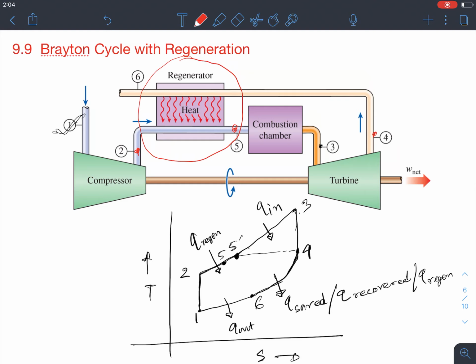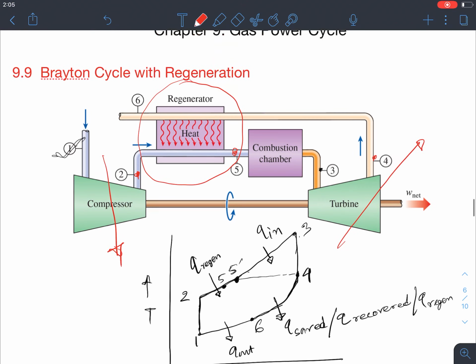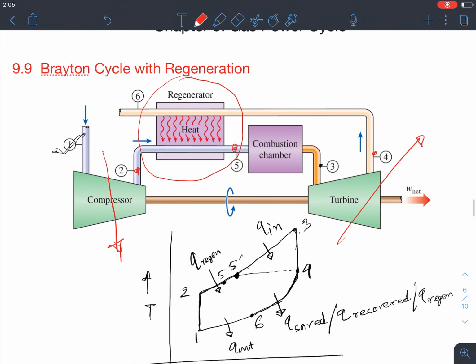So we can do multiple things, right? To increase the efficiency of this cycle, what we have to do is increase the work output and decrease the work input or work consumption, right? In that way we can increase the efficiency of this system. So let me draw it. How can we increase the net work output, W net? We have to increase the turbine output and decrease the compressor work input. Then we can increase the total or net work output of this system. Eventually it will increase the efficiency of the cycle.